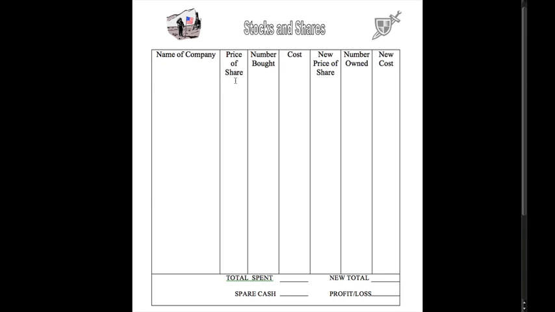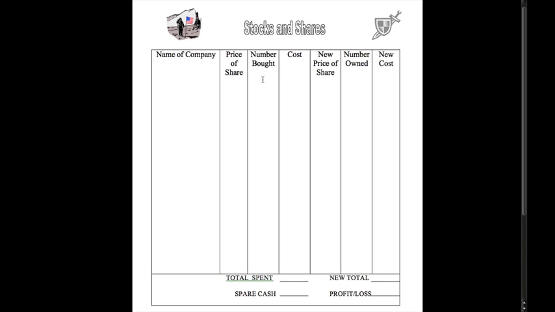Secondly, what is the price of the share that you're buying? Now your teacher will have told you where you can find this information. It's normally quoted in pence. So please make sure that if you are writing down your answer in pence, you keep it in pence and you keep an eye on where you're putting the decimal point. You've got to make sure that the numbers you're writing down are correct.